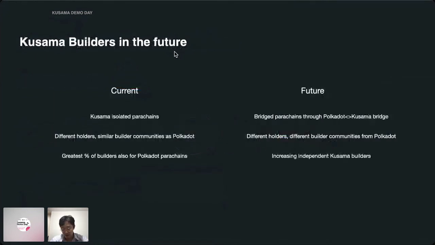So if we look at Kusama builders in the future, right now, builders within the Kusama ecosystem are primarily building Kusama isolated parachains. That means these parachains are primarily secluded within the Kusama ecosystem, but don't necessarily interact that much with the Polkadot ecosystem, etc. But with the quick advent, I think, of bridged parachains through, for example, the Polkadot and Kusama bridge, in the very near future, I think there's going to be a lot of interoperability between Polkadot and Kusama.